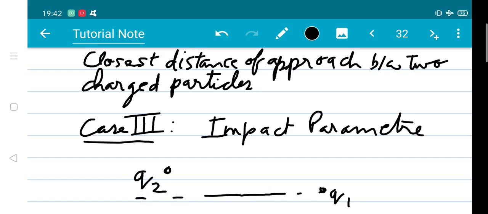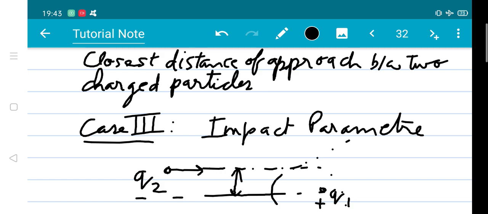This is the straight line for Q1 and Q2 is going like this. Now since charge Q1 is a positive charge, it will have some electric field. When Q2 approaches Q1 in this way, then after a point it will face the repulsion and will go like this. This distance at which Q2 faces repulsion is called impact parameter.